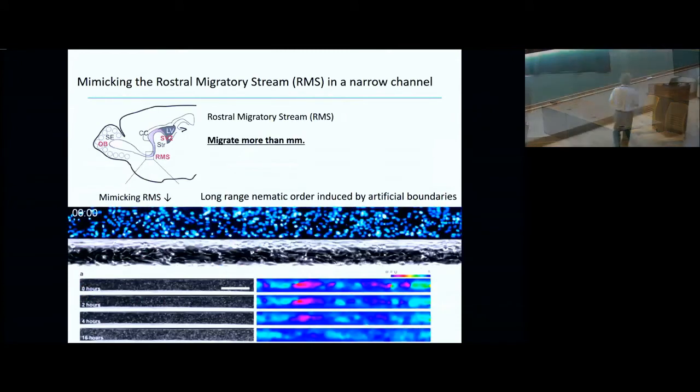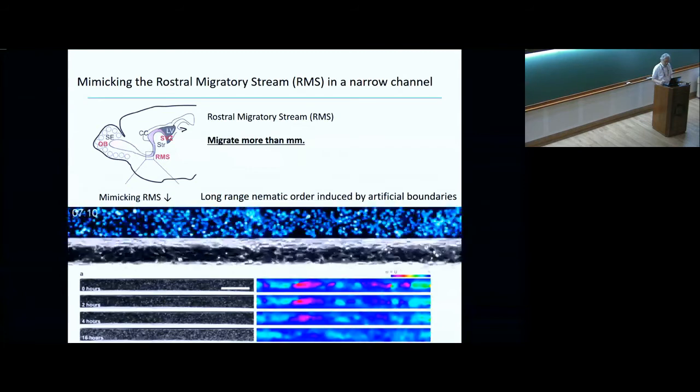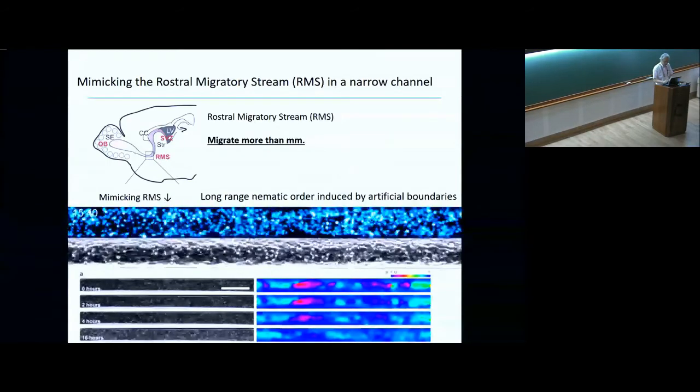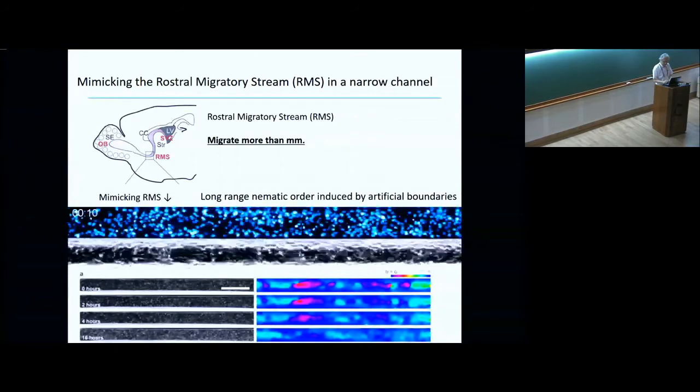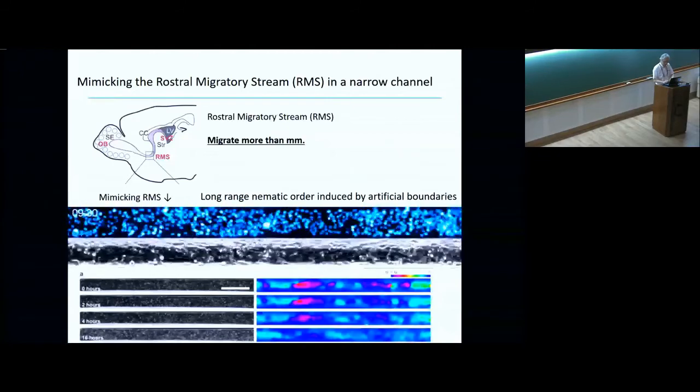To mimic this kind of motion, we made a scratch on the dishes. If we make two scratch lines, then the cells start to move along this line. They cannot escape from this channel, so they are forced to move in a horizontal direction in this movie. So you see cells are moving to the right and to the left, and you see the nematic order. This color shows the directional order, or direction of the motion.